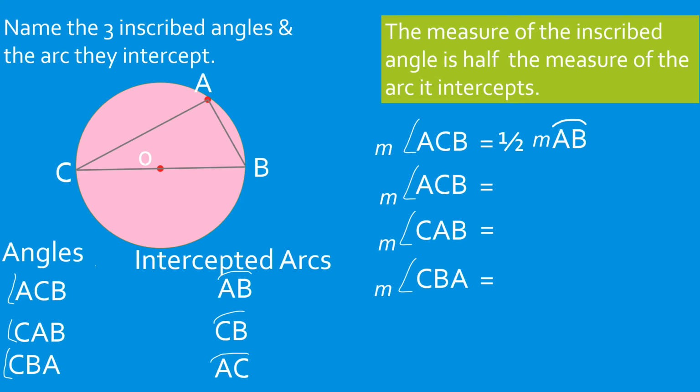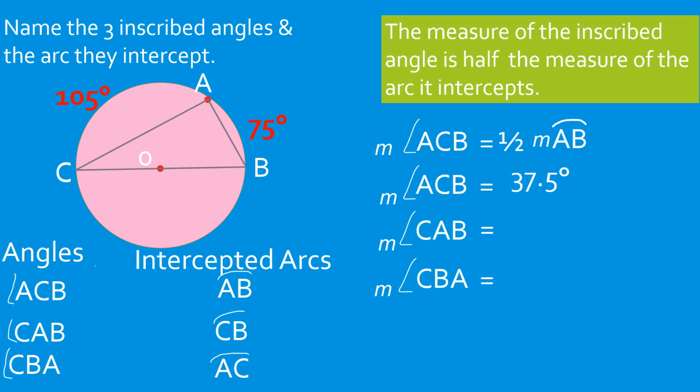Now, we know that the measure of the inscribed angle is half the measure of the arc it intercepts. Therefore, the measure of angle ACB is equal to half the measure of arc AB. So let's say that arc AB is 75 degrees. Therefore, the measure of angle ACB is 37 degrees. Now, if this arc is 75 degrees, we know that half of the circle is 180. Therefore, this arc AC is equal to 105 degrees.